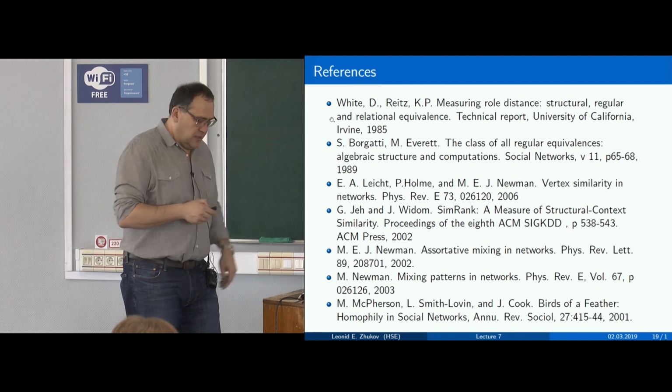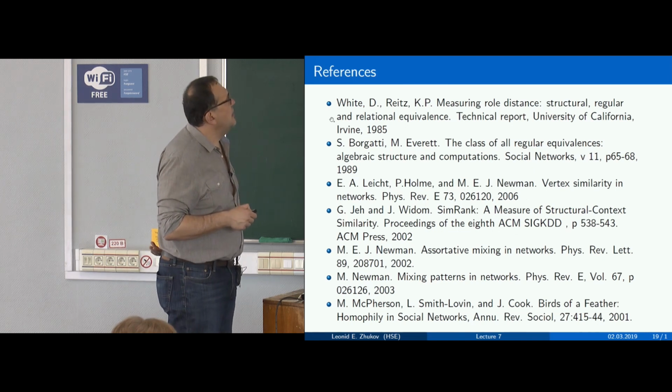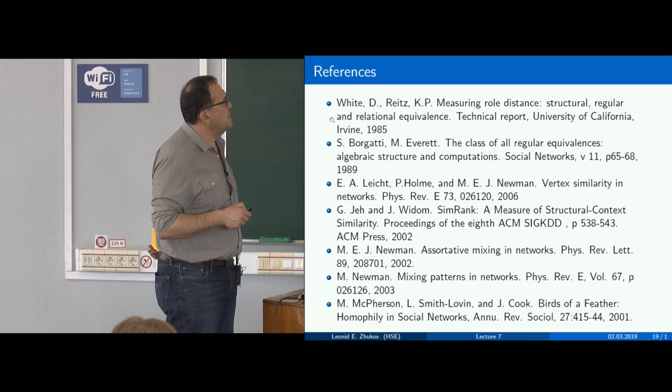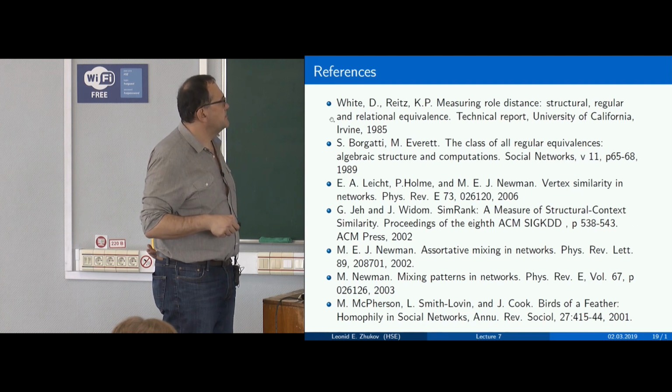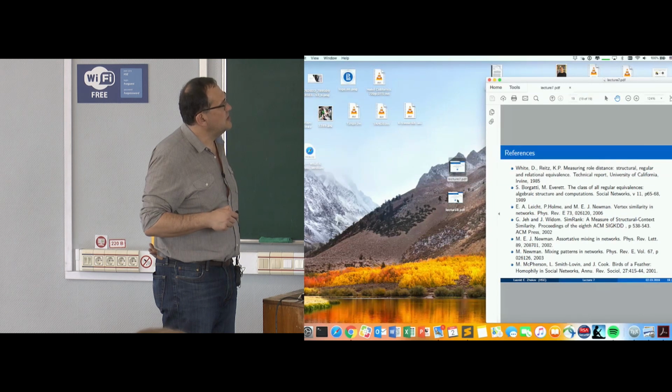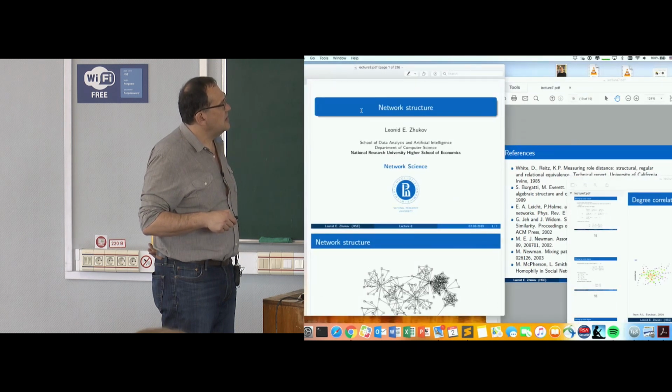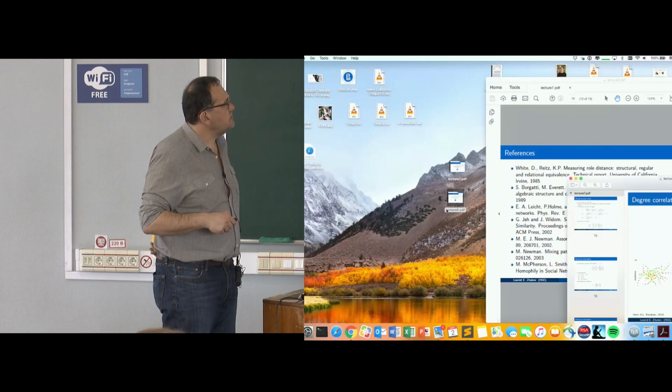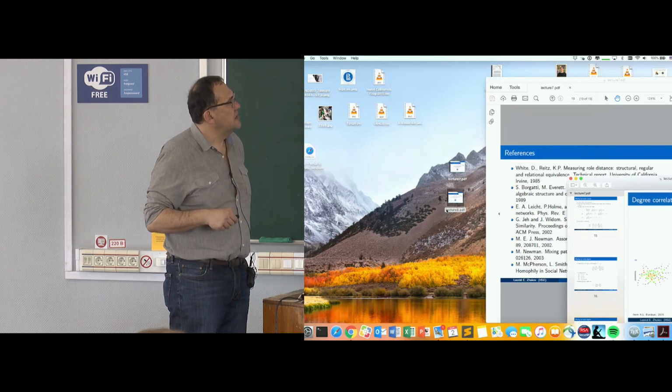All right. So to sum up, there are a bunch of papers. I actually put here only the most recent ones, though if you notice, there are these 85, 89 kind of stories: structural, regular, relational equivalence, regular equivalence, that's what we started this lecture with. Then there is a story on vertex similarity, structural similarity, and then there is a story on assortative mixing with Mark Newman. So if you're interested, read this.